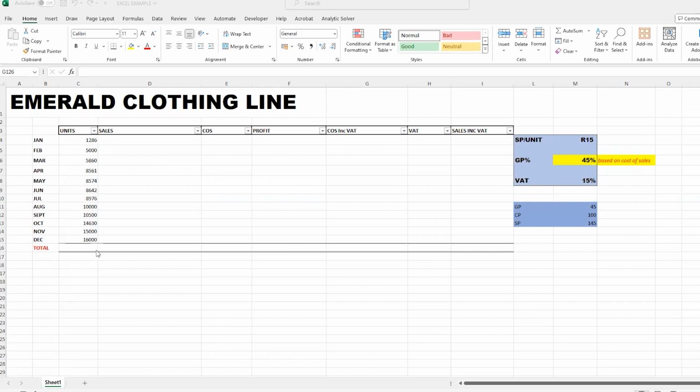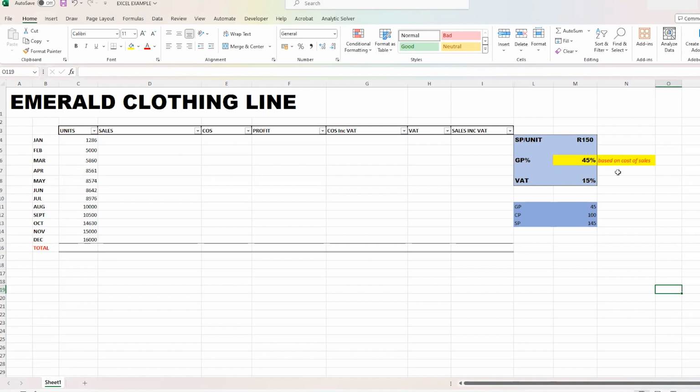Let's say in 2023, these were the sales that were made through Emerald Clothing Line. Further detail is given: the selling price per unit. So every unit that we have here, the selling price is 15 Rand. Should we make it 15? It won't make sense. Let's make it rather 150. So we're going to change this figure. Instead of 15 Rand, we're going to make it 150. So every unit will cost us 150 per unit.